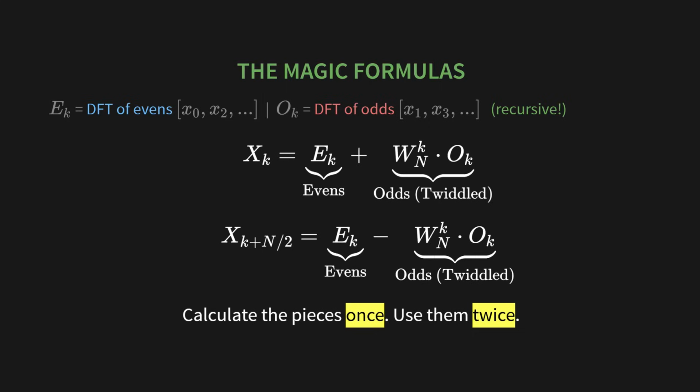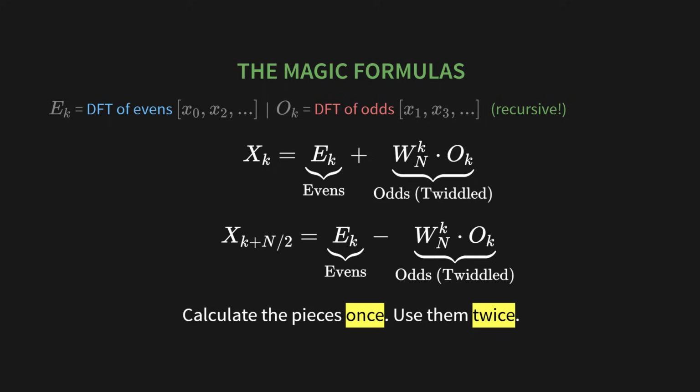For any frequency k, the solution is right here. First, x sub k equals e sub k, that's the result from our evens, plus w sub n to the k times o sub k. And that o sub k is the result from our odds after we've multiplied it by that twiddle factor. Now here's the magic. Look at the second formula. x sub k plus n over 2, so the corresponding frequency in the second half of the spectrum, is e sub k minus the exact same term, w sub n to the k times o sub k.